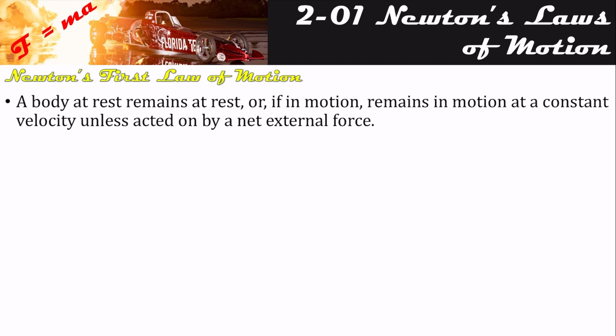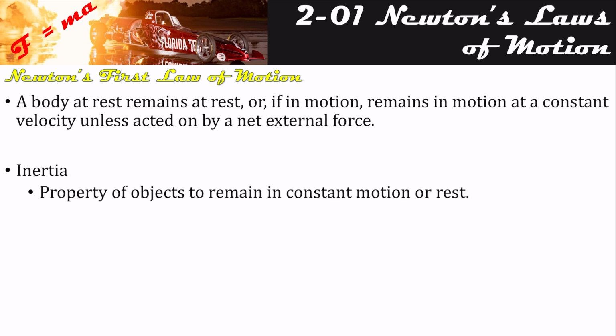Newton's first law of motion is, a body at rest remains at rest, or, if in motion, remains in motion at a constant velocity, unless acted on by a net external force. This is often called the law of inertia. Inertia is the property of objects to remain in constant motion or rest. Mass is the measure of inertia.